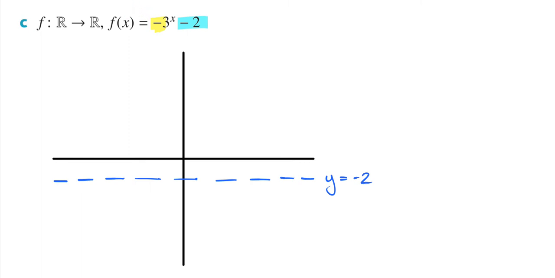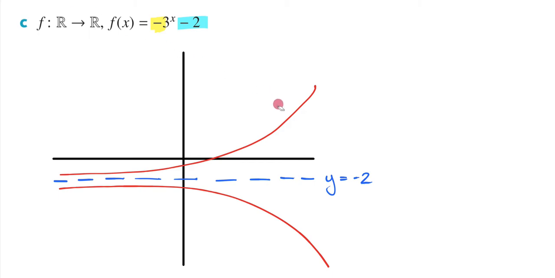So if you can picture this for a second, normally my graph is like that, but if it's reflected across my x-axis, that means it's going to be reflected that way. So this is going to go away, and that is what I'm left with.